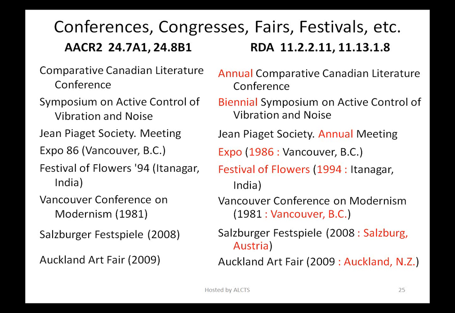Years of convocation will be omitted from preferred names of exhibitions, fairs, and festivals, but will be included as an addition to the authorized access point. So you can see the Expo 86 becomes Expo by itself, and then the year gets added to the qualifier. Festival, Flowers 94, same thing. And then finally, location will be included as an addition to the authorized access point, even if the location is part of the preferred name of the body, where we did not include that in the qualifier in AACR2.